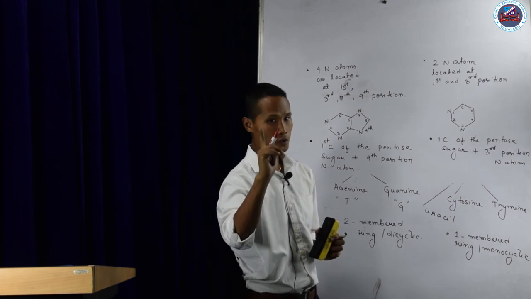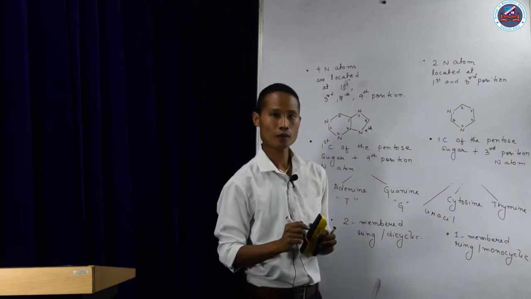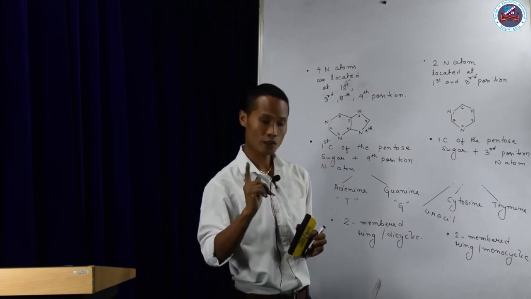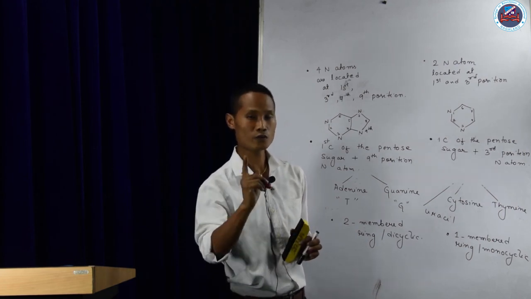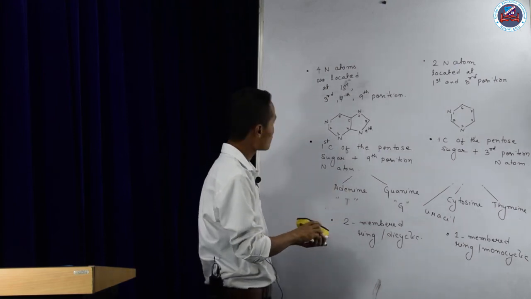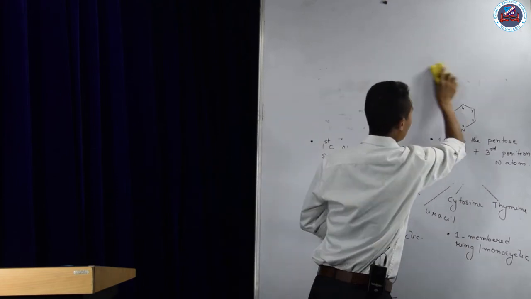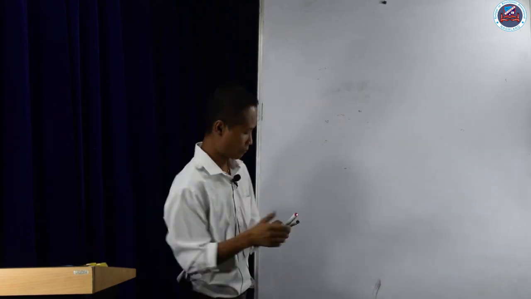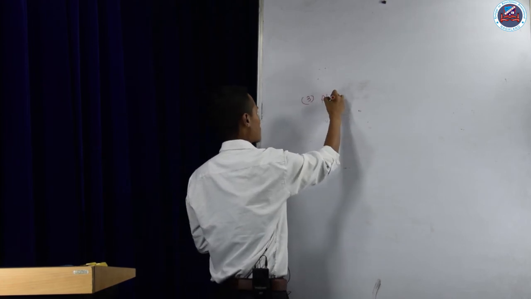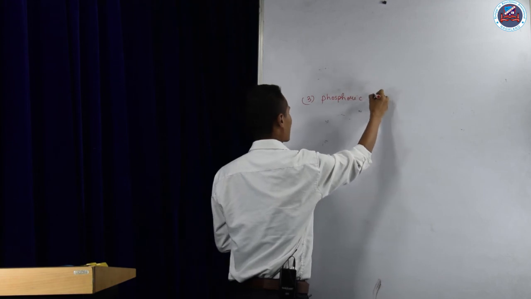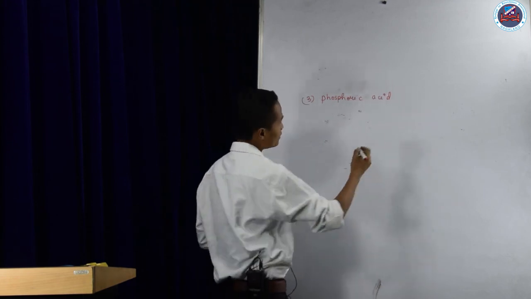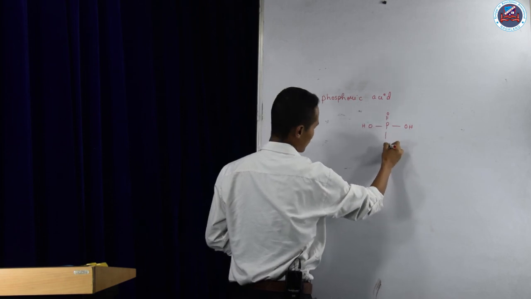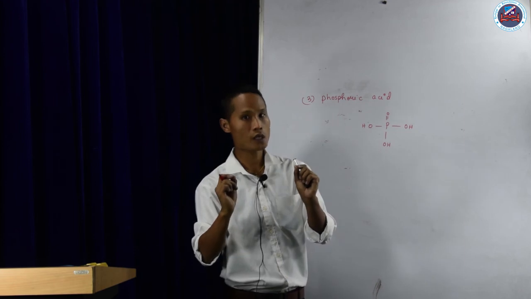Now, the first one that we discussed was pentose sugar. Next, we discussed nitrogenous bases. The third important component is phosphoric acid. Phosphoric acid. I'll make the structure of this. There will be 3 hydroxyl group. So these are the 3 important components of your nucleic acid.